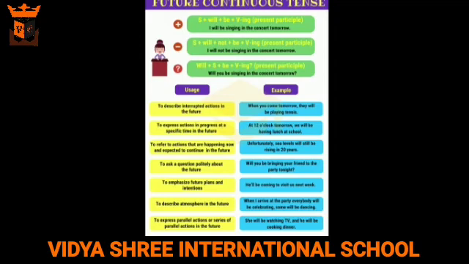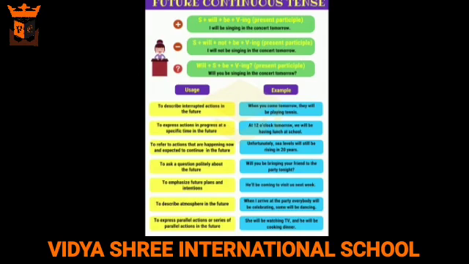Moving on to future continuous tense. Its structure in affirmative sentence is subject plus will be plus ing form of verb. In negative, it is subject plus will plus not plus be plus ing form of verb. And in interrogative, it is will plus subject plus be plus ing form of verb. Where do we use future continuous tense?